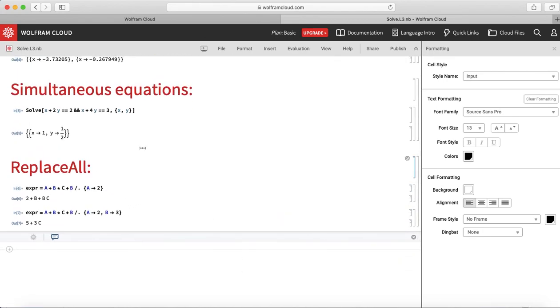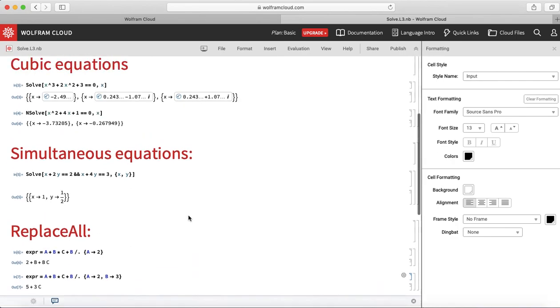Okay, so this is how you can use this, and it's a very important command which you can use to simplify various kinds of expressions in your calculations.